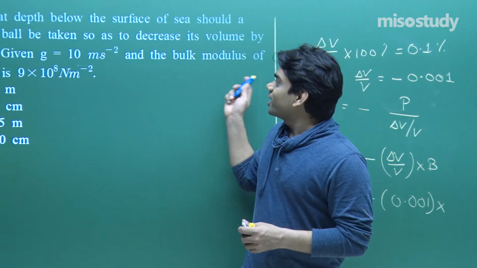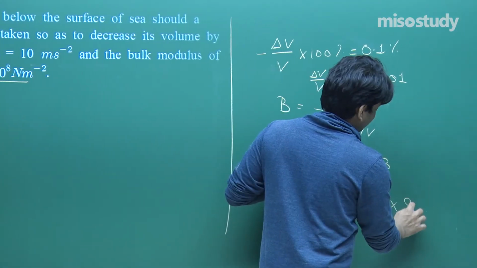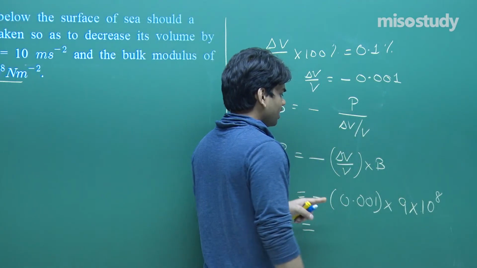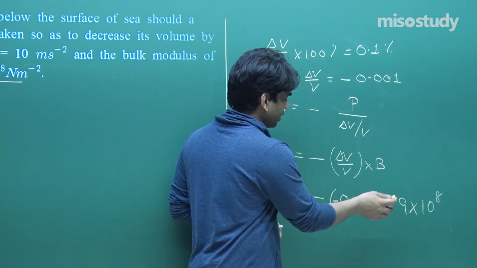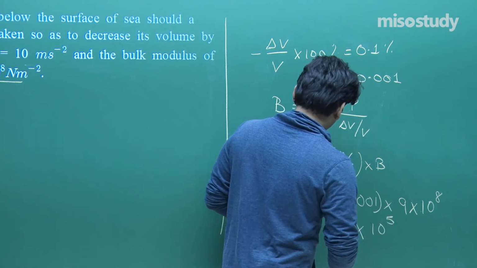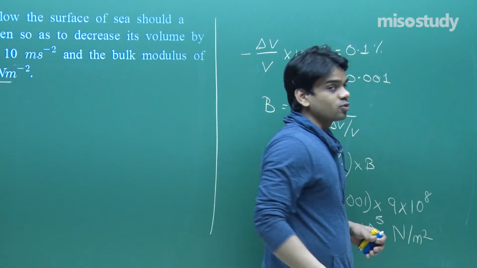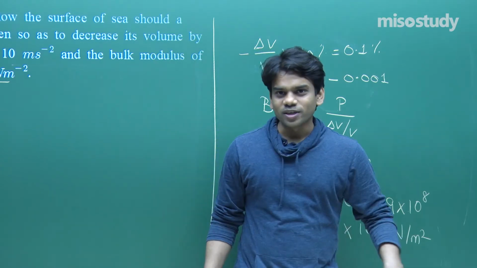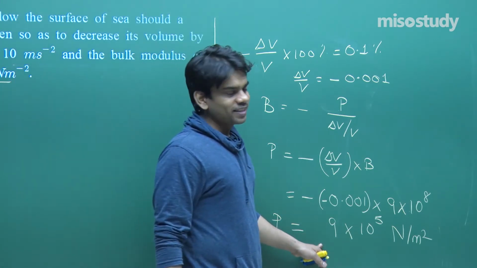The bulk modulus is given as 9 into 10 to power 8 Newton per square meter. And again this delta V by V is also negative, so the minus signs cancel. So clearly this will come out to be 9 into 10 to power 5 as the value of pressure, and that will be in Newton per square meter. That is what we have obtained. Take note till here, and let me start at the other end. I believe that you have understood how to find the value of pressure.